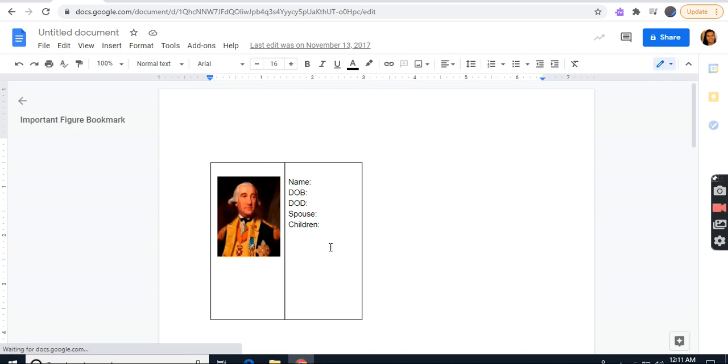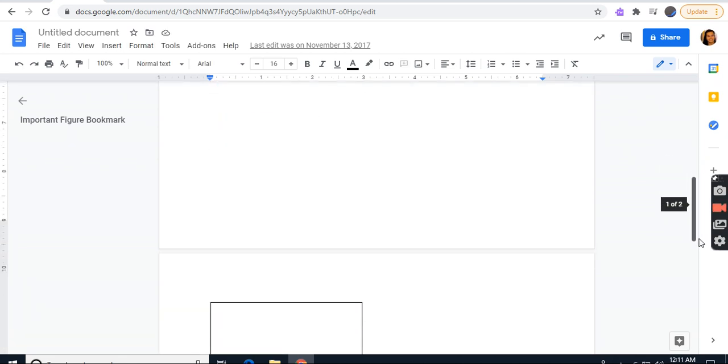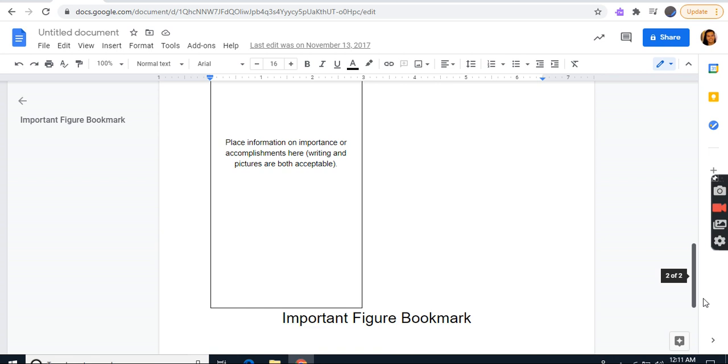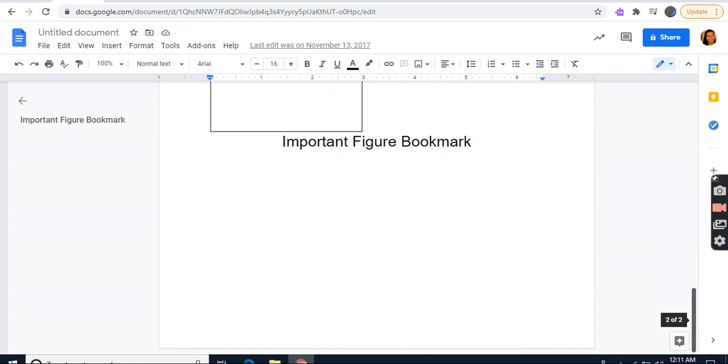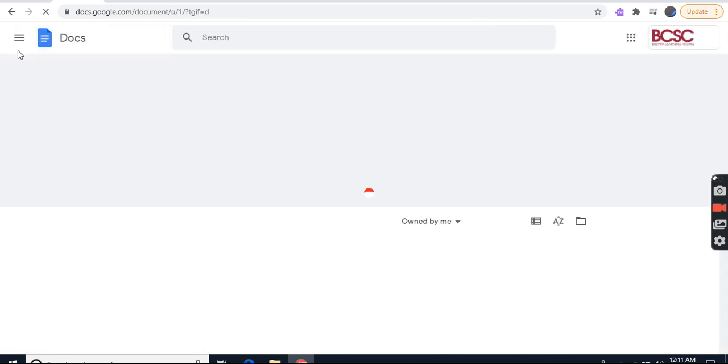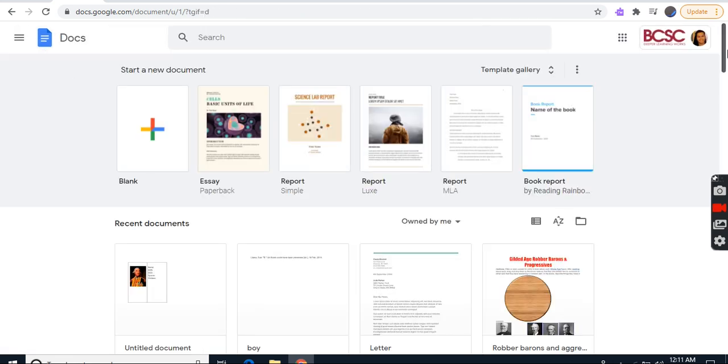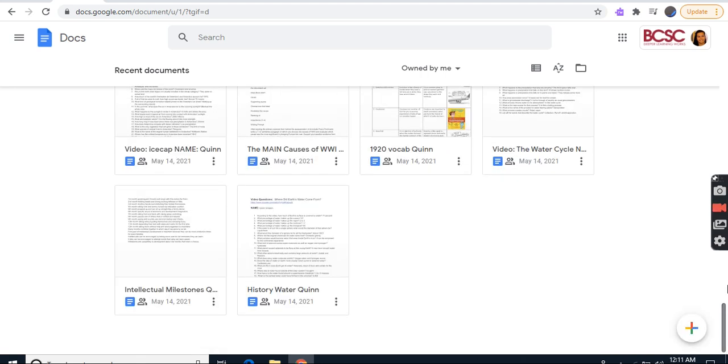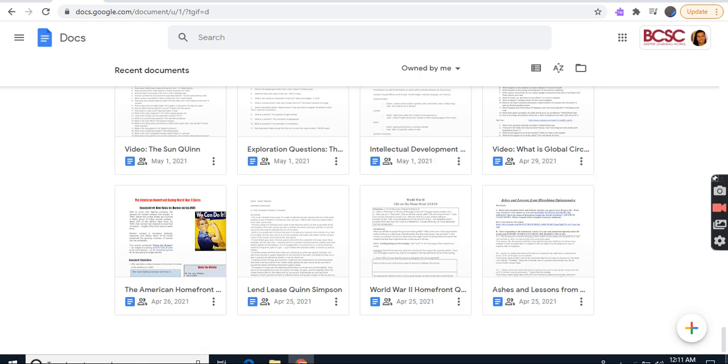This is a name, DOB or DOD, spouse, and children that I did not even put. Place information on importance or accomplishments here. Writing, pictures, and so on are both acceptable. Important figure bookmark. This is a part 110.